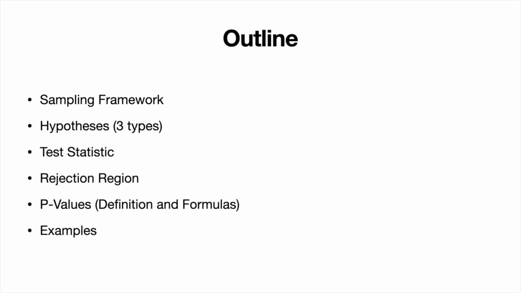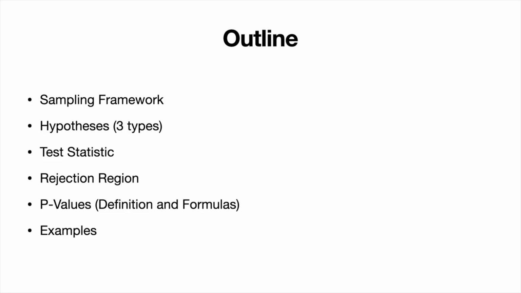Here's an outline of what we'll be looking at in this video. We'll first describe the sampling framework from which we get the data and which we'll use to test hypotheses about the population mean. We will list the three types of hypotheses that we can test about a population mean. We'll give the formula for the test statistic that we'll use in performing the hypothesis tests.